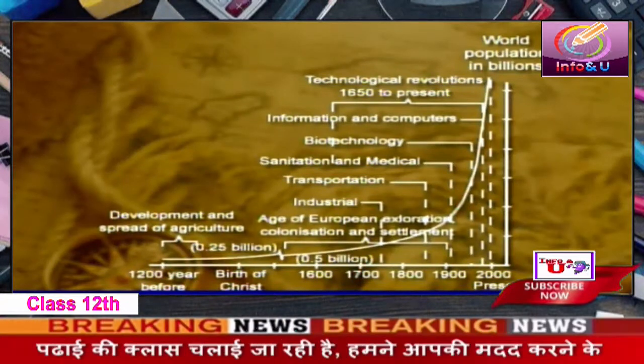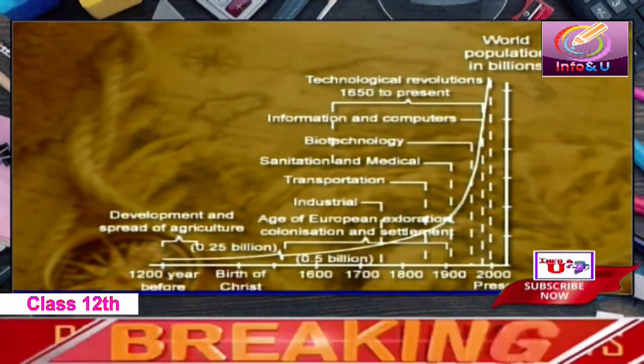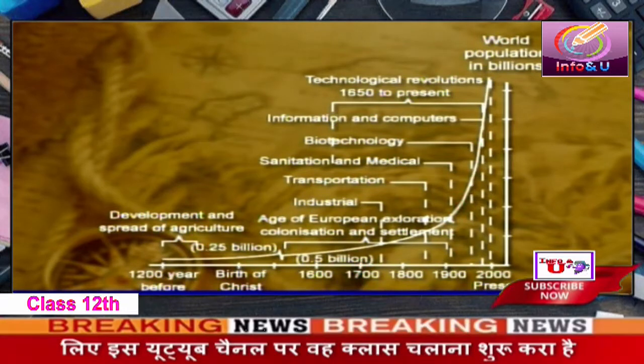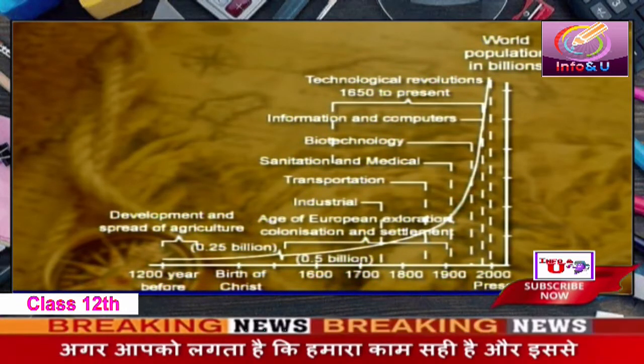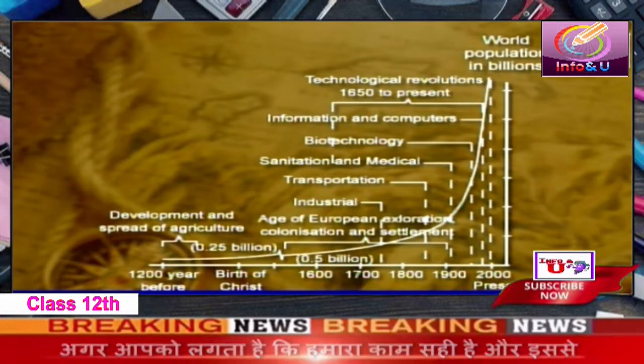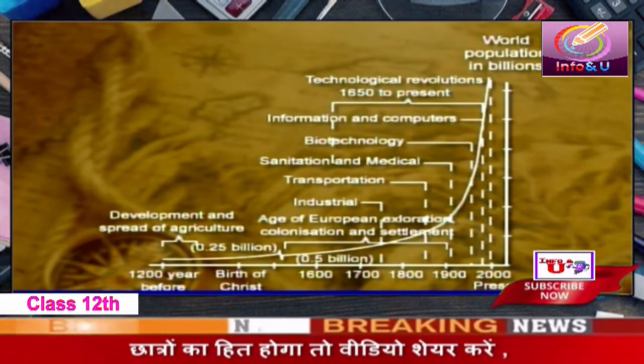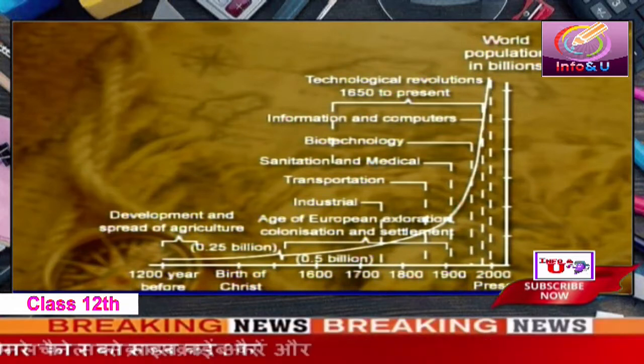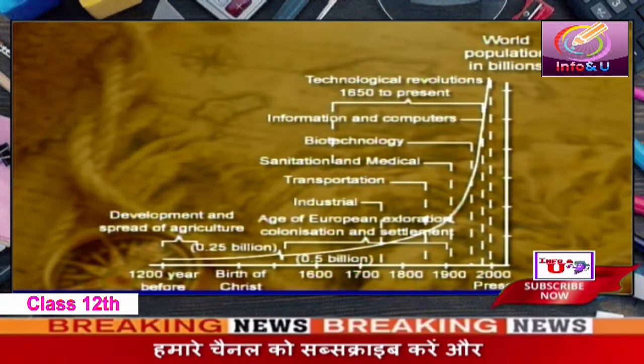We see a vertical increase in the graph. Let us see when it happened and why it happened. The graph shows a surge in the 18th century where population exploded after the Industrial Revolution. The improved medical and sanitation facilities brought down the death rate, which triggered the growth rate.